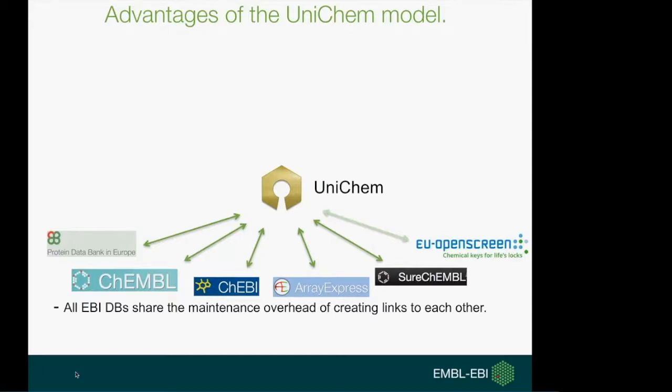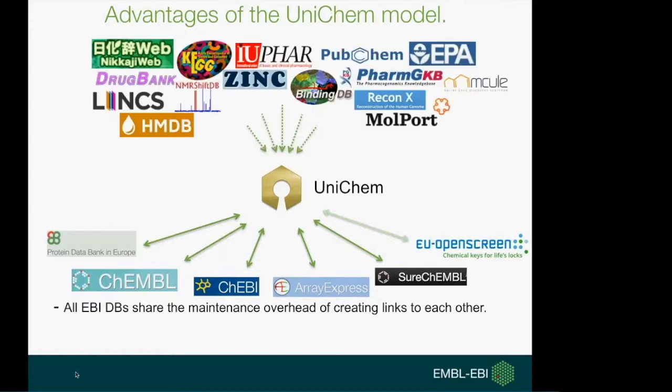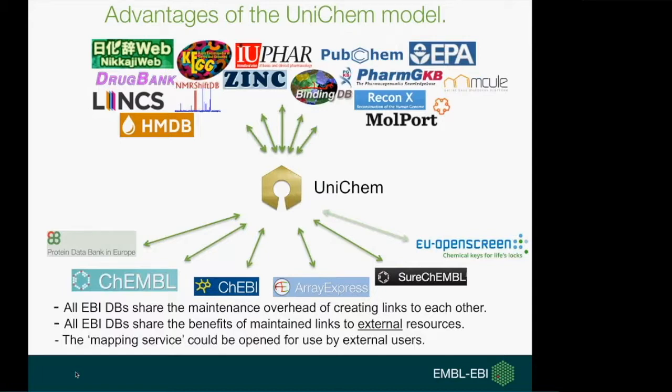So now people in the EBI, the different resources, submit their identifiers and their structures into UniChEM, and in return get all the links back to the other resources. We very rapidly realized, of course, we could pull in the data from external resources as well. So we did that and enjoyed being able to automatically create links to them. And then it was another short step to make UniChEM available externally so that anybody in the world can use UniChEM's cross-linking activities.